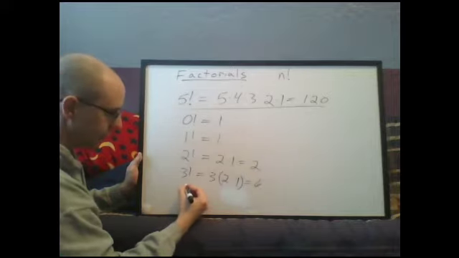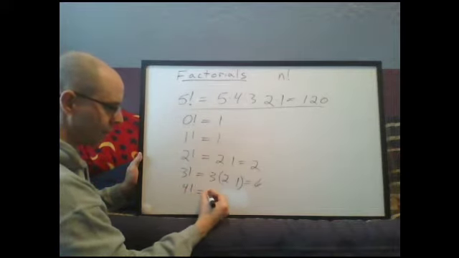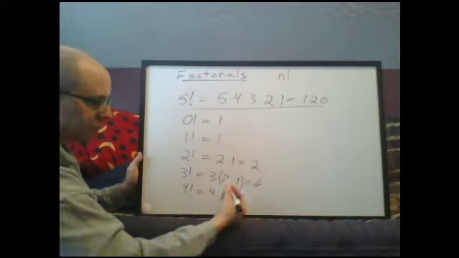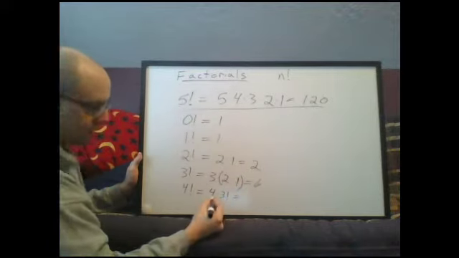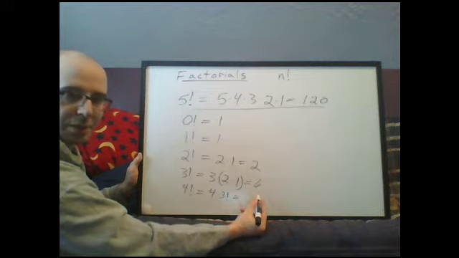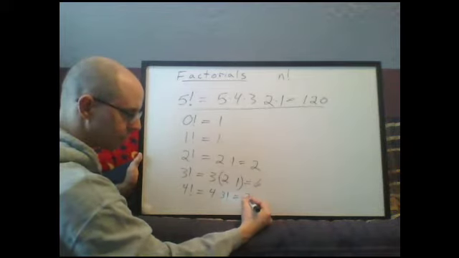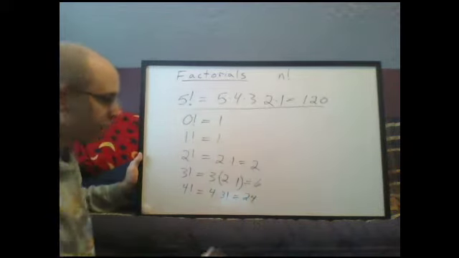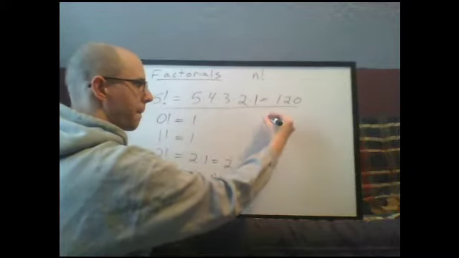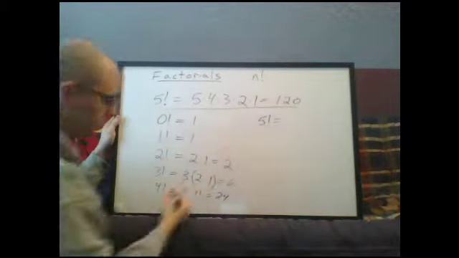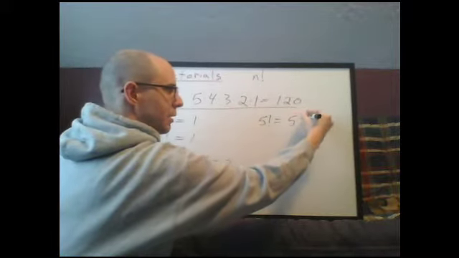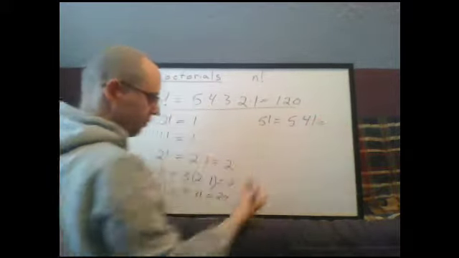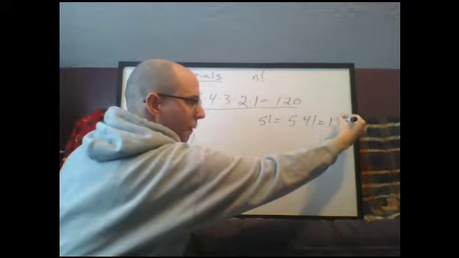4 factorial would be 4 times 3 times 2 times 1, but that's just 4 times 3 factorial. So it's 4 times the previous answer. So 4 times 6 would be 24. 5 factorial, this way of thinking about it, 5 factorial would be 5 times 4 factorial. 5 times 24 would be 120.